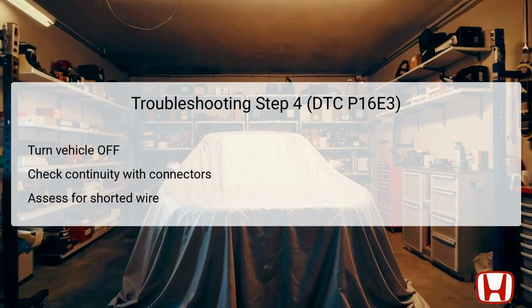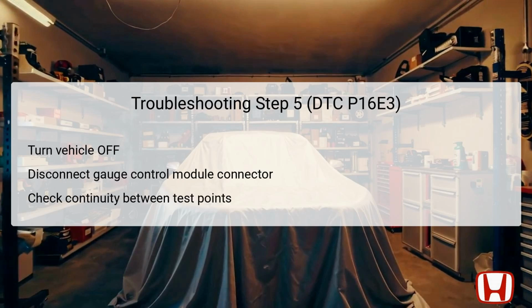If continuity does go away upon disconnection, this indicates that the LIN wire is functioning as it should. In that case, replace the component that caused the circuit to open. Step 5 follows the same approach as Step 4, but focuses on another connector.